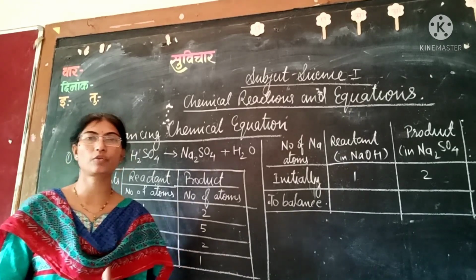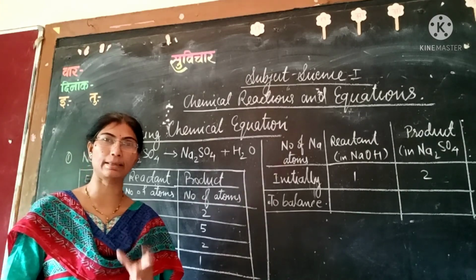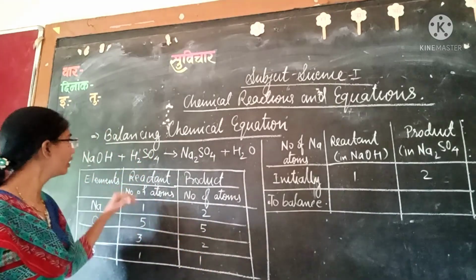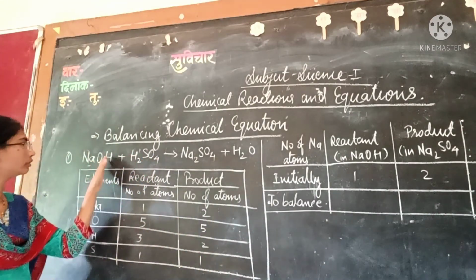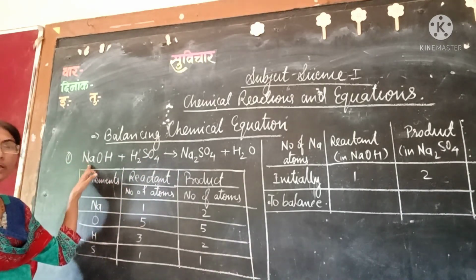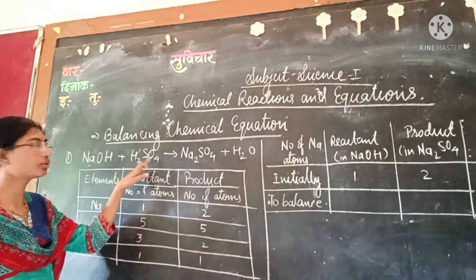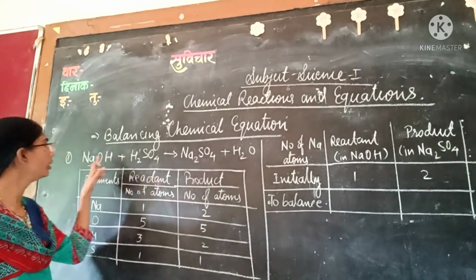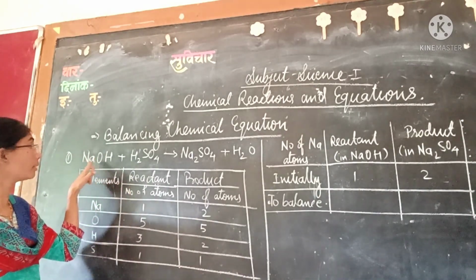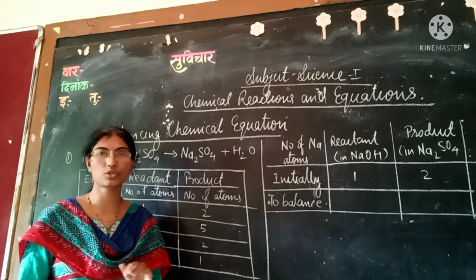So what are the steps? What is the first step to balance the chemical equation? The first step is to choose the compound which has the maximum number of atoms. So here both have the same number of atoms. Let's see the first one. Here there are 1, 2, 3 elements present in the compound. Here also 3 elements are present in the compound. So here it is easy to take sodium because sodium is unbalanced here. So we will take sodium hydroxide. First we will balance that.